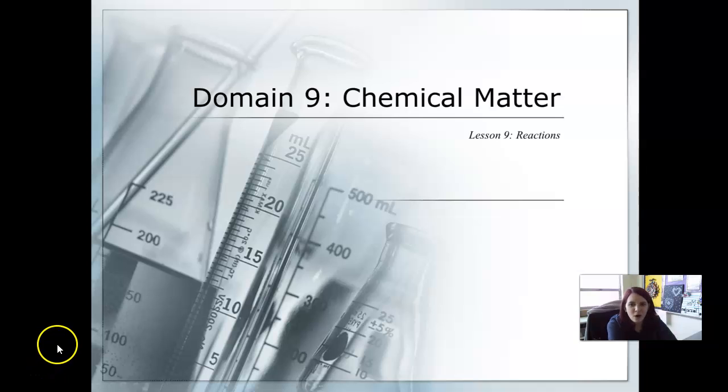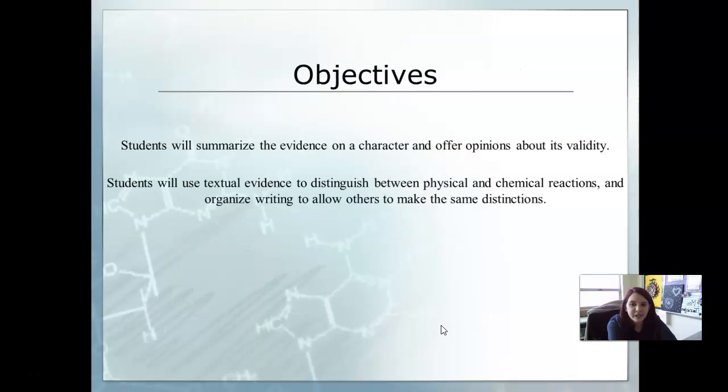Hi again, 5th grade. We're on Domain 9, Chemical Matter, Lesson 9, Reactions. Our objectives for today are to summarize the evidence on a chapter and offer opinions about its validity, and to use text evidence to distinguish between physical and chemical reactions and organize writing to allow others to make the same distinctions.